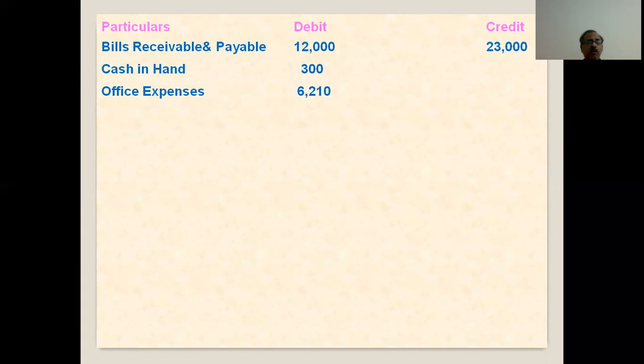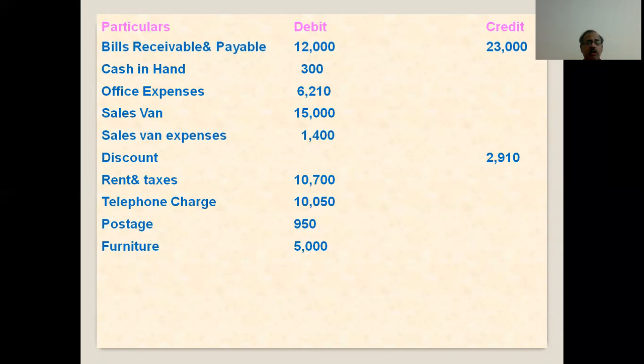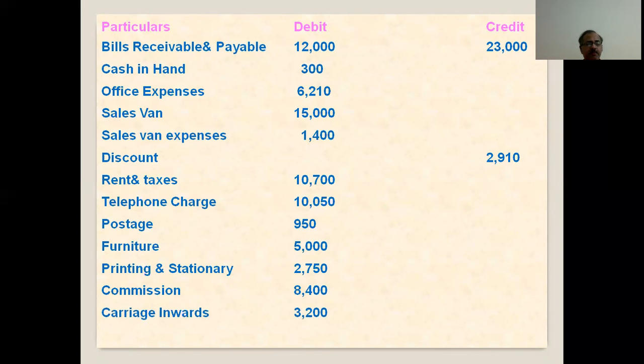Office expenses rupees 6,210. Sales van rupees 15,000. Sales van expenses rupees 1,400. Discount rupees 2,910. Rent and taxes rupees 10,700. Telephone charges rupees 10,050. Postage rupees 950. Furniture rupees 5,000. Printing and stationery rupees 2,750. Commission rupees 8,400. Carriage inwards rupees 3,200. Salaries and wages rupees 11,500.